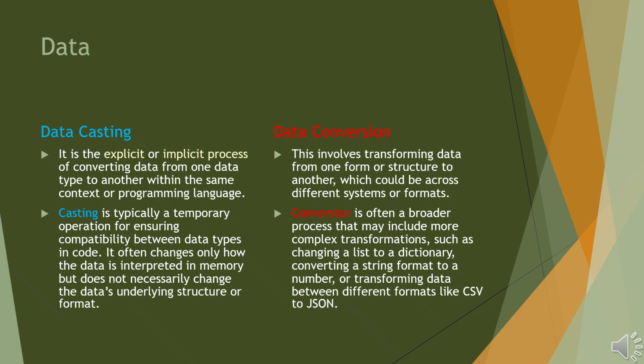Although they sound similar, they serve different purposes and occur at different levels of data processing. Let's begin with data casting. Data casting is the process of temporarily reinterpreting one data type as another within the same program or system. It doesn't actually change the underlying bits stored in memory. It only changes how those bits are read or interpreted by the program.